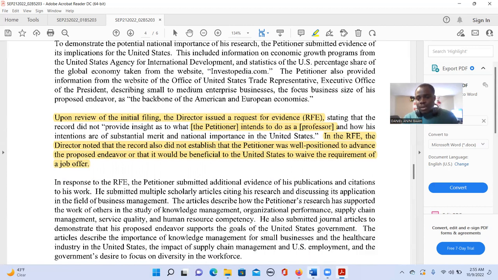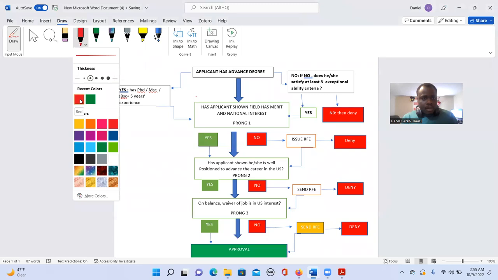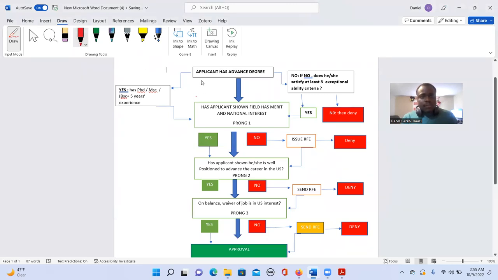So you see that this is where the officer is having a problem. Although the petitioner was able to satisfy this level, and was able to talk about some merits, okay, besides that, you realize that the officer is talking about the petitioner not being able to document that he is well positioned to advance the career. And even the director also found a problem with the proposed endeavor. So the proposed endeavor, what the person wants to do.